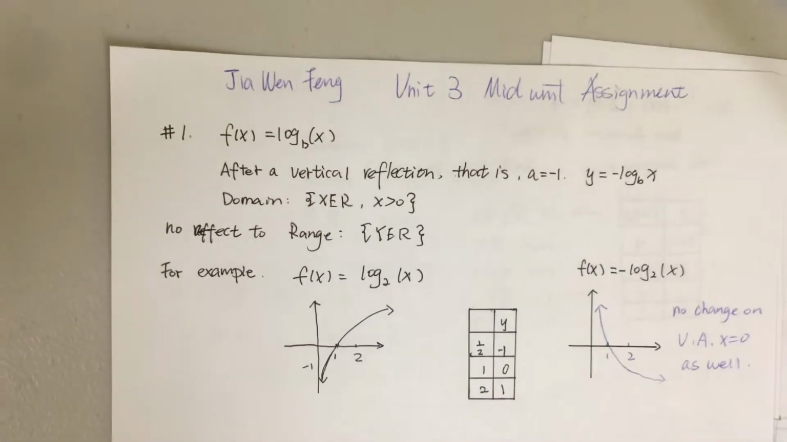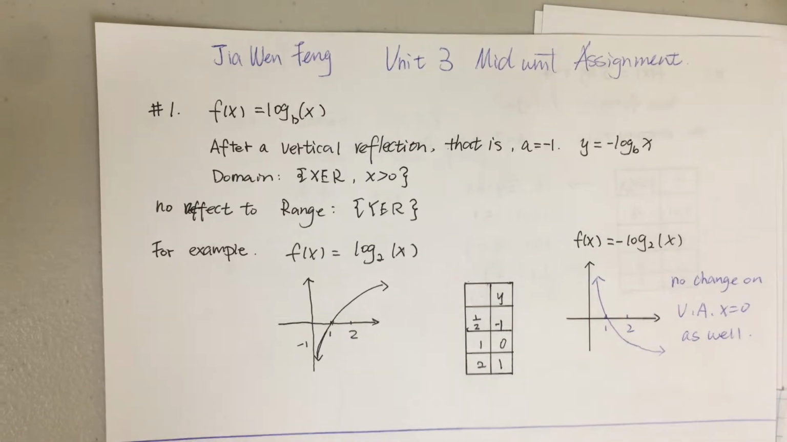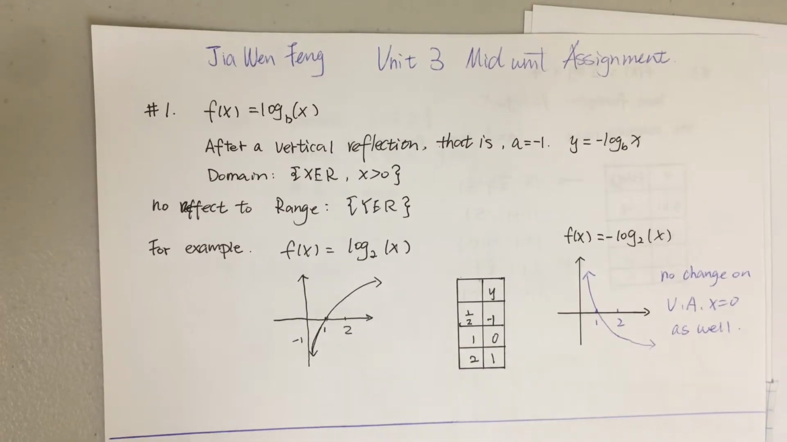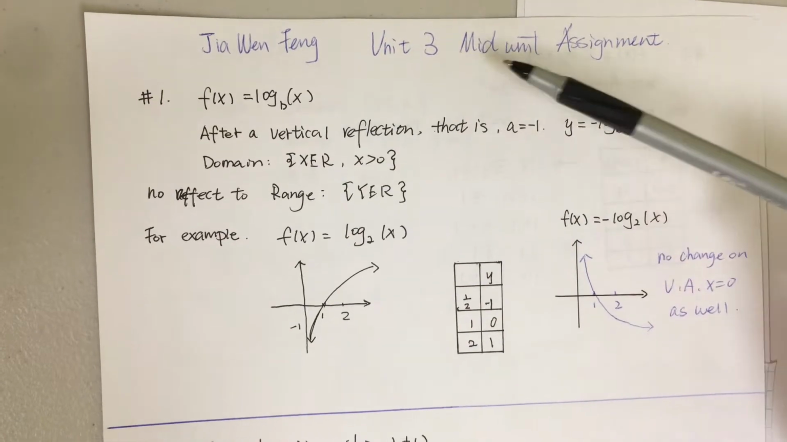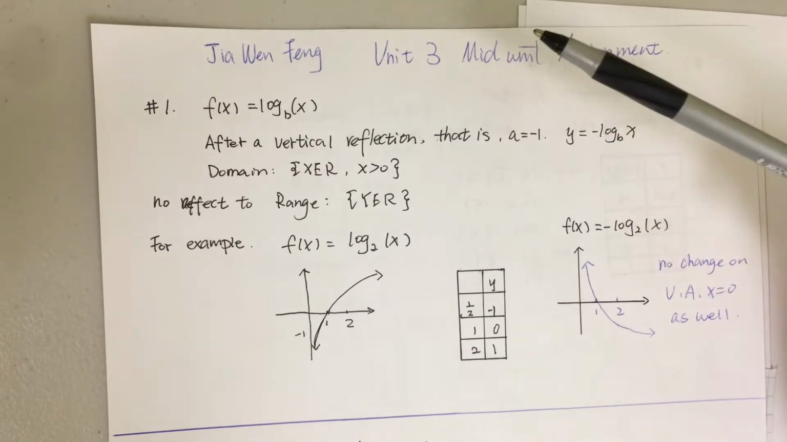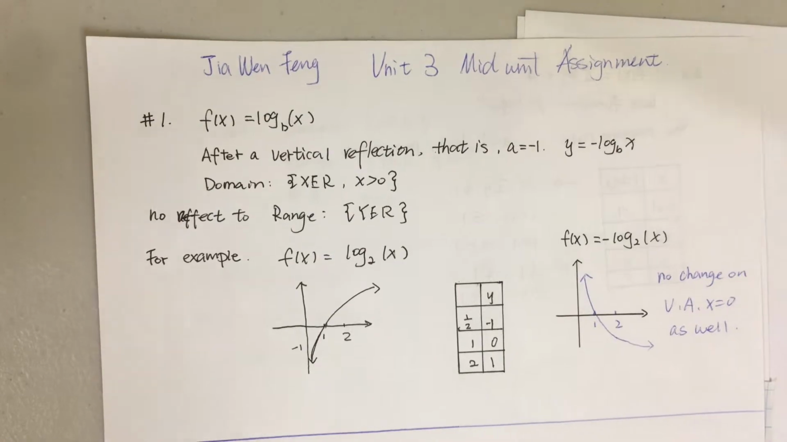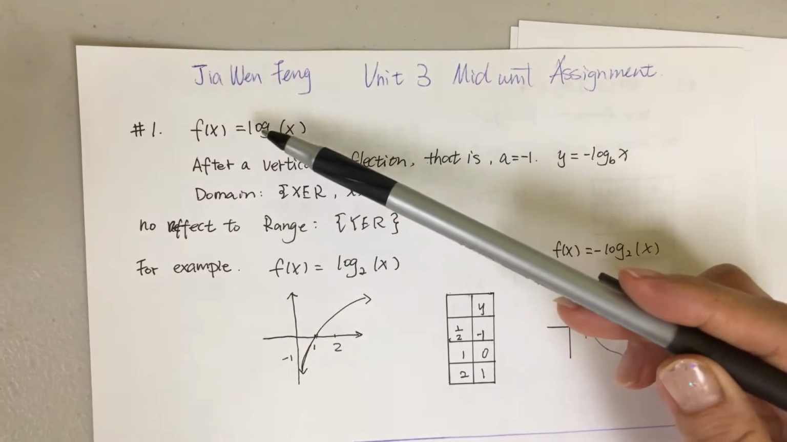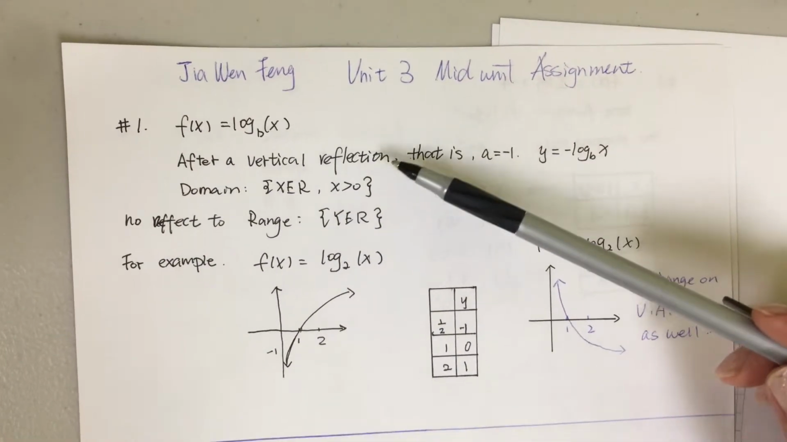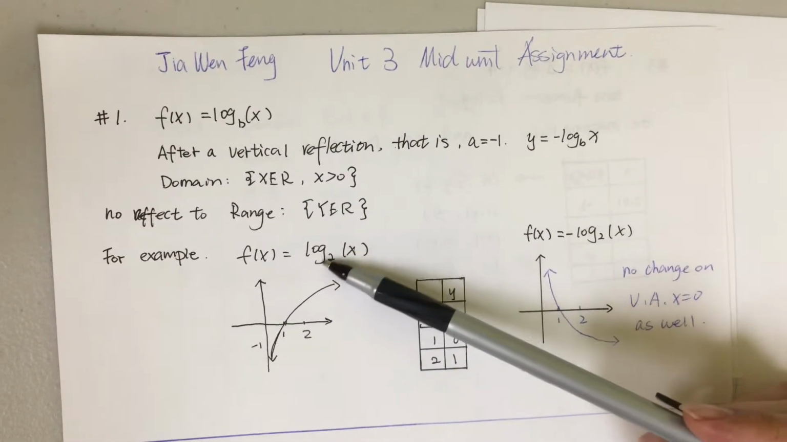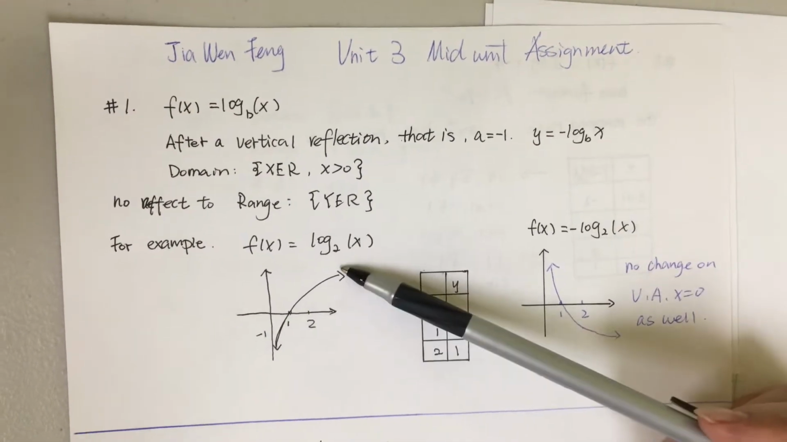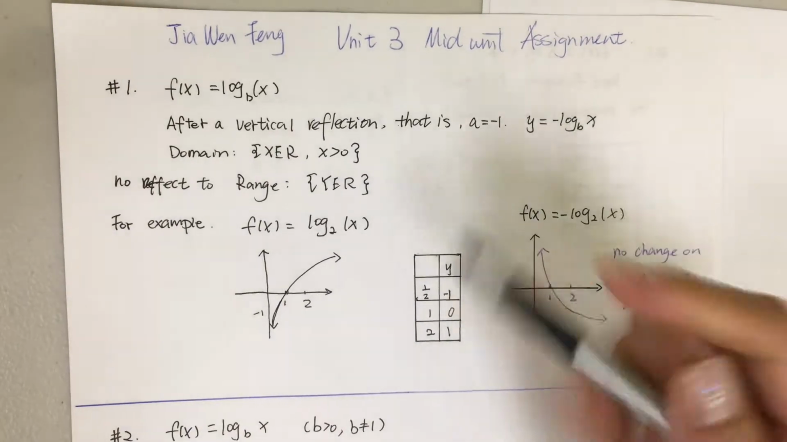So this unit is about log functions. For the middle unit assignment, question 1 asks to determine the domain and range for the function under a vertical reflection. We know if A is negative, the function can have a vertical reflection. If we use log base 2, because the base is greater than 1, we have an increasing function. I choose 3 points.